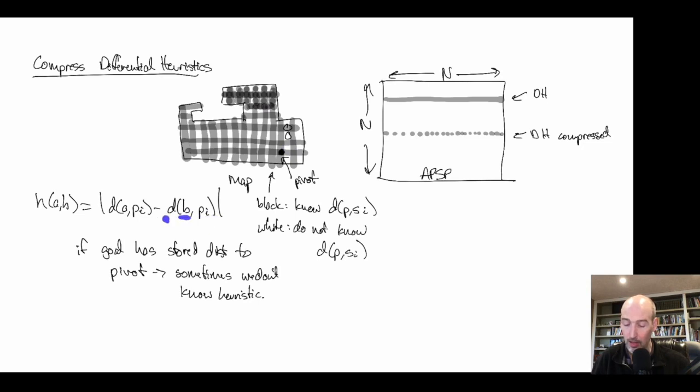If B is the goal, I'll never know what this distance is, and I'll actually never be able to do this calculation. And so what we end up with is that I can never actually compute a heuristic value for those states. And so that's a problem because now we have a heuristic that for a particular problem, I can actually never use. But it ends up that there's a way to handle this. So this is the first case that we looked at. If the goal has a stored distance to the pivot, then sometimes we don't know the heuristic.